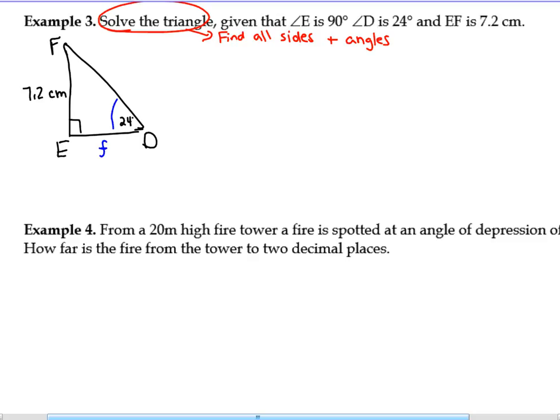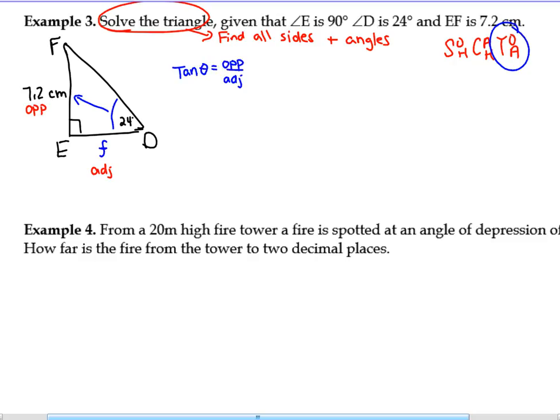So I have 24 degrees. Based on 24, what's 7.2 called? Opposite. And what would be little f? Adjacent. So which ratio would we use? SOHCAHTOA. I've also heard other more derogatory ones, but we'll stick to SOHCAHTOA. Tan. Okay, tan of my angle is equal to opposite divided by adjacent.